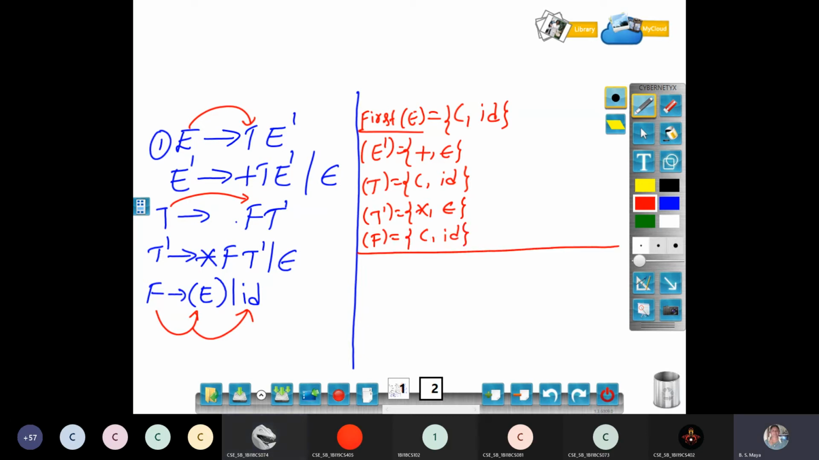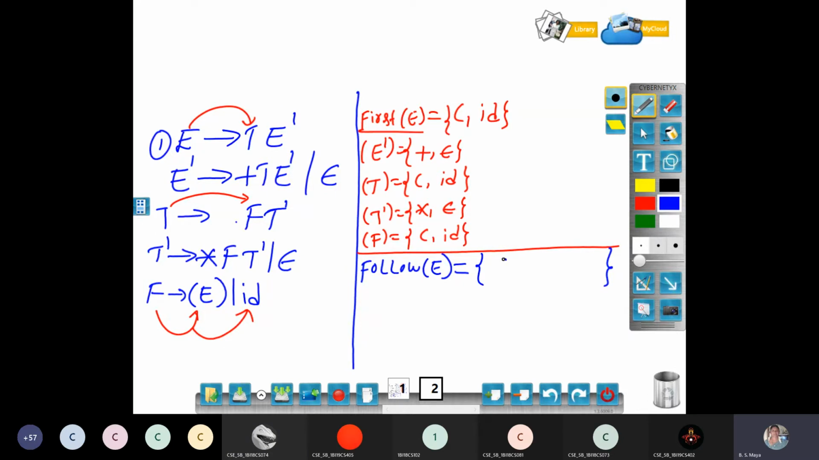Okay, Nikita, that is done for the first sets. Now we have to find the follow set of what? Follow of E. We have to find the follow set of all the non-terminals. What is the first one? Follow of E. Which one is the start production? E is my start production.